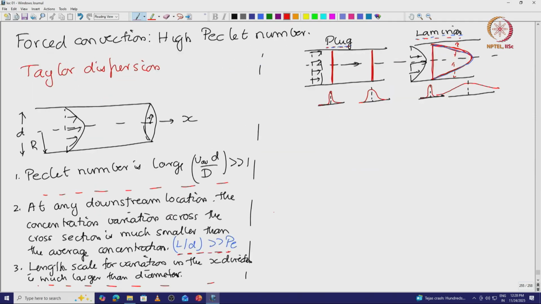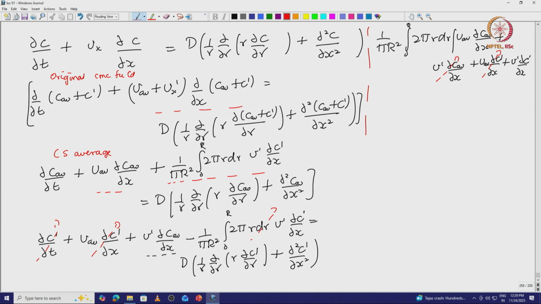Assumption number 3, length scale for variation in the x direction is much larger than the diameter. If the length scale for variation is larger, the derivative is smaller. So, I can neglect partial square C prime by partial x square in comparison to 1 over r d by dr of r partial C prime by partial r. Now I have only these two terms in the equation: this convective term plus the diffusion in the radial direction.